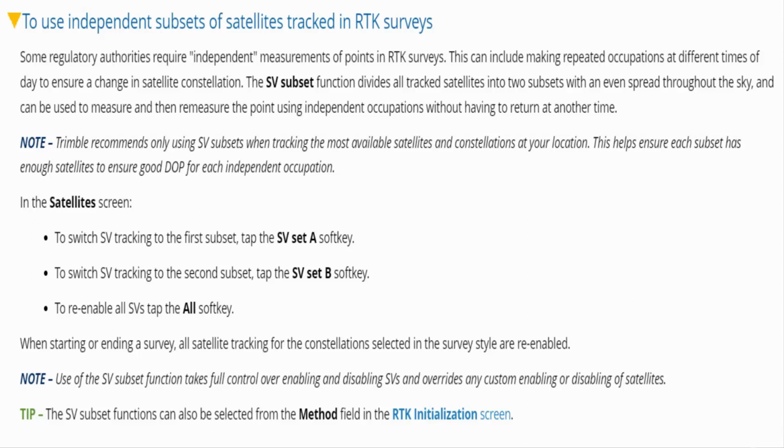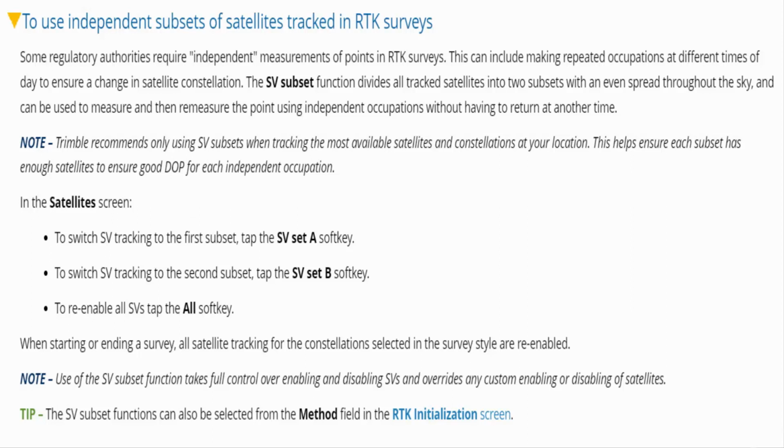My name is Tony, and today we will be talking about independent subsets of satellites tracked in RTK surveys, VRS surveys, or even RTX surveys. So I'll let you read this little slide here, but essentially what we're doing is, say you have 20 satellites in the sky, what we're going to do is have the software take 10 of those away, take a measurement with 10 satellites with subset A. We're going to then take a measurement with subset B to get two different measurements with different constellations of satellites.